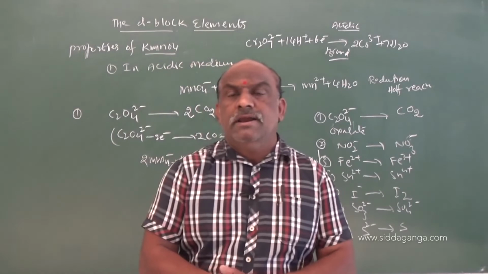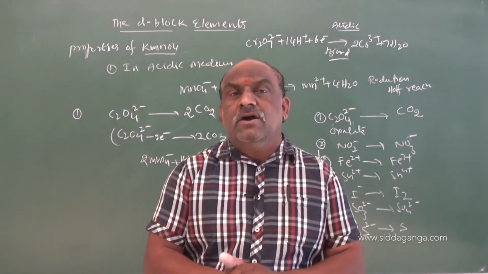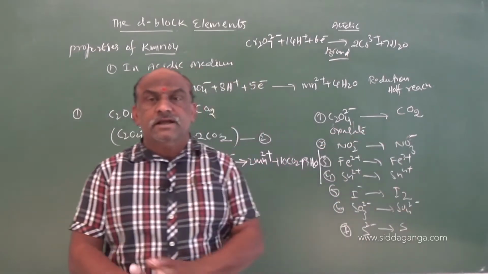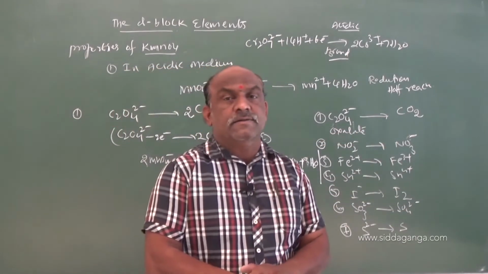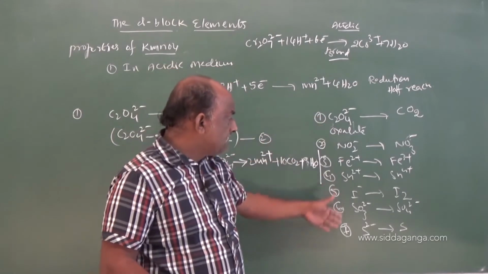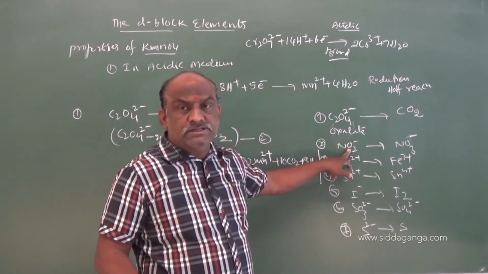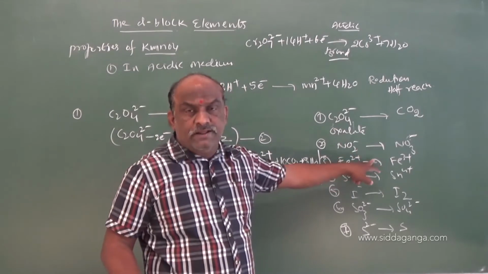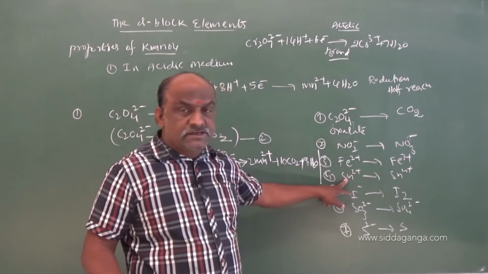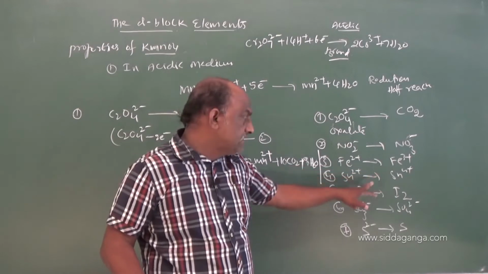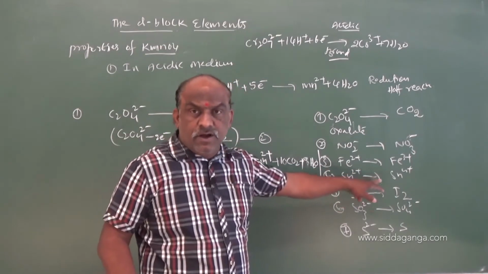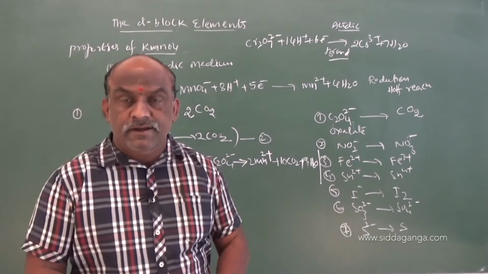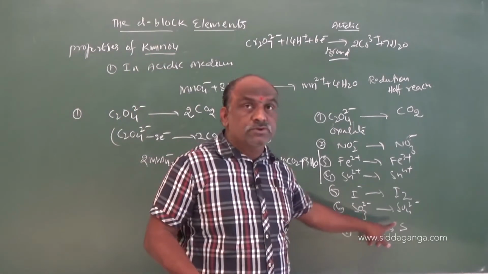So it is the balanced equation with respect to oxalic acid. Potassium permanganate oxidizes oxalic acid to carbon dioxide. Similarly, there are more reactions. Nitrites oxidized to nitrates. Iron 2 oxidized to iron 3. Stannous oxidized to stannic salts. Iodides oxidized to iodine. Sulfides oxidized to sulfate. Sulfide oxidized to sulfur.